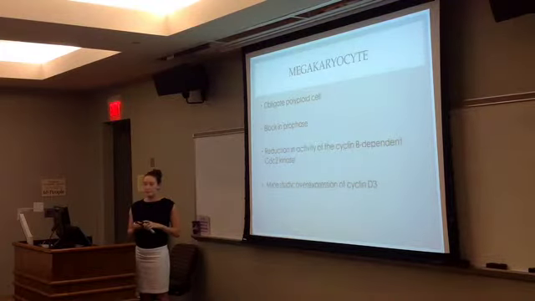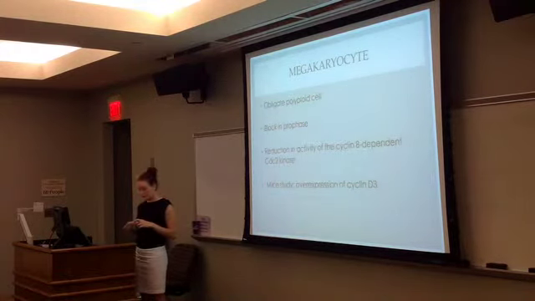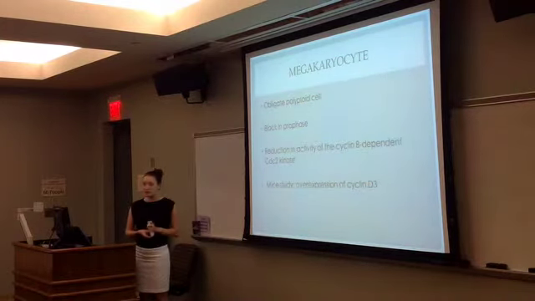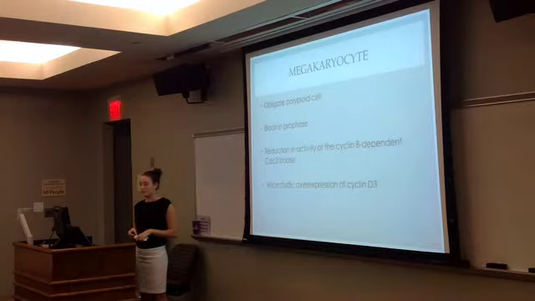They have found many different polyploid chromosome numbers and DNA content in the megakaryocyte. They found that a megakaryocyte can have 8N, 16N, 32N, 64N, and even 128N. But they found that the median DNA content of the megakaryocyte is 16N.